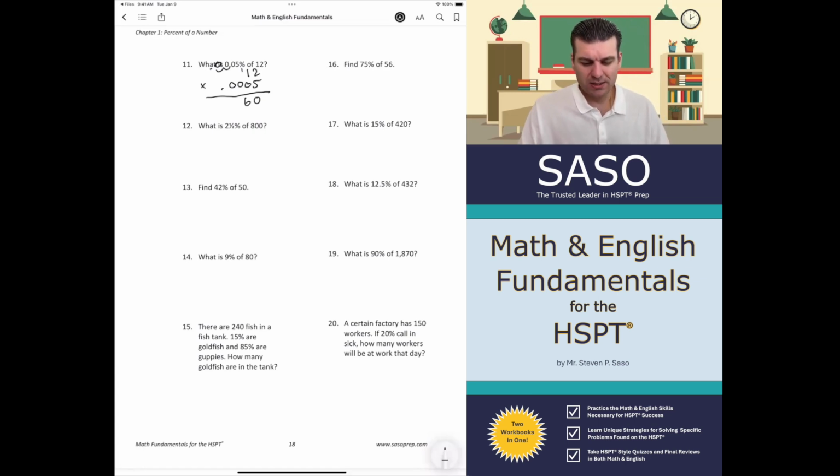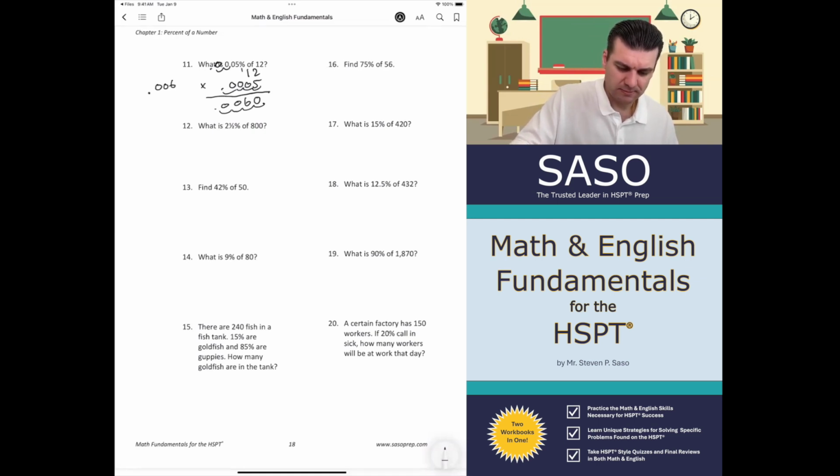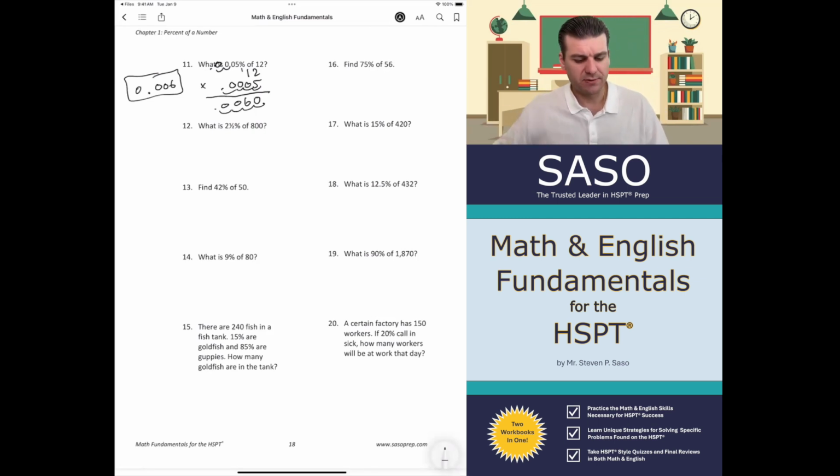And now we need to move our decimal over 1, 2, 3, 4 places. So we start from here, at the very right. 1, 2, 3, 4. 0.0060. And again, we can just say 0.006. We can just leave it at that. You can just drop the zeros after the 6.